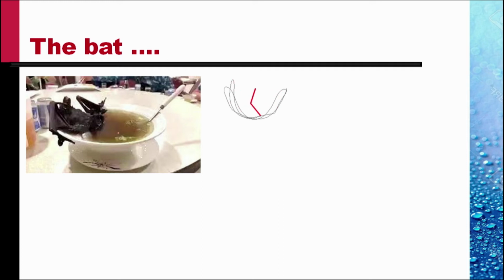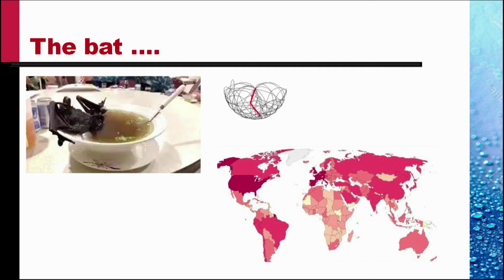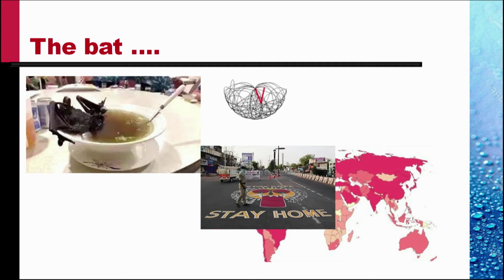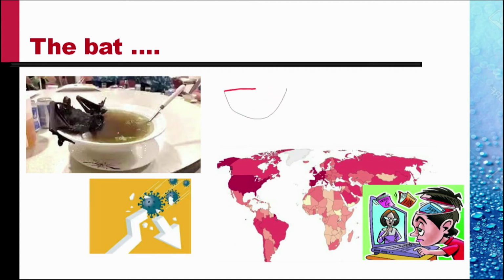That's really not true. We know that a gentleman had a bat soup in a Chinese restaurant, and that small incident resulted in a large pandemic across the world, where the medical facilities ran short, where the cities had to be locked down, schools had to be closed, and the economy suffered drastically. So small causes do not necessarily produce small effects.